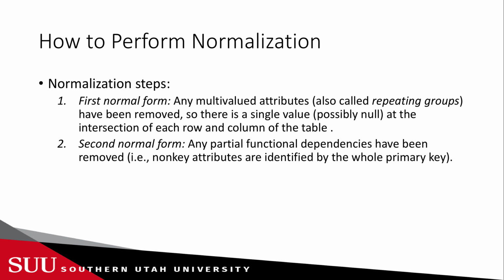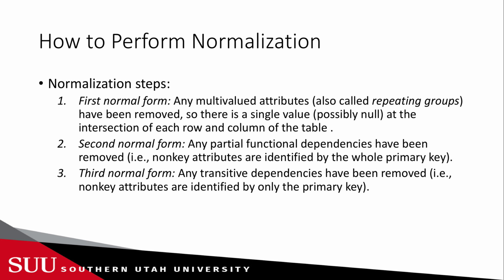We will also need to identify the primary key at this step. Now the second normal form is going to be the first normal form, but then we need to add the following. We need to get any partial dependencies out of what we have in the first normal form. And we define the partial functional dependencies as when the non-key attributes are identified by the whole primary key. Now the third normal form is when any transitive dependencies are removed from the second normal form.